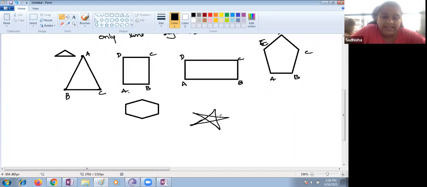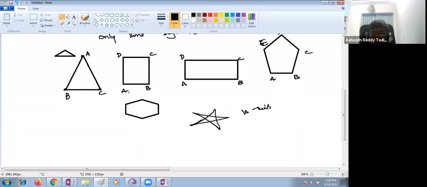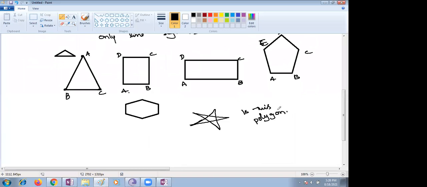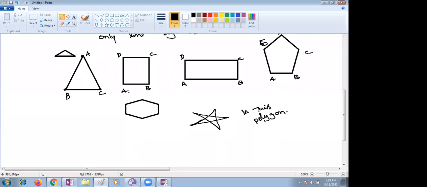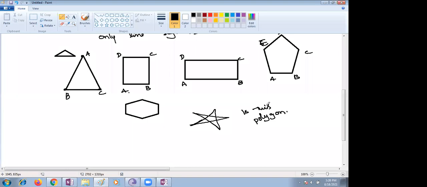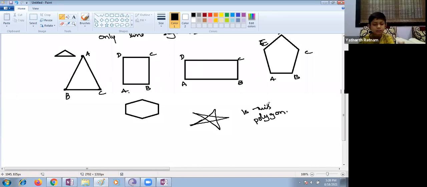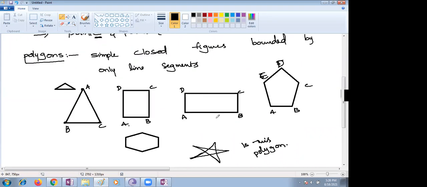Star is a complex curve. Is it a polygon? No, ma'am, it is not a polygon, because the lines are intersecting each other. Very good. So what can we conclude here? A star is not a polygon, ma'am.